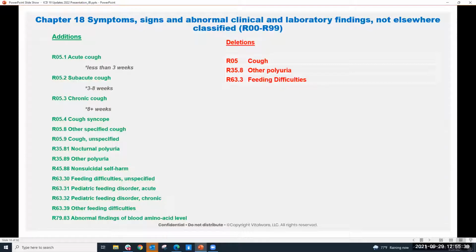Next question, what is considered non-suicidal self-harm? That to me would be hurting yourself, but not with the intention to actually kill yourself.